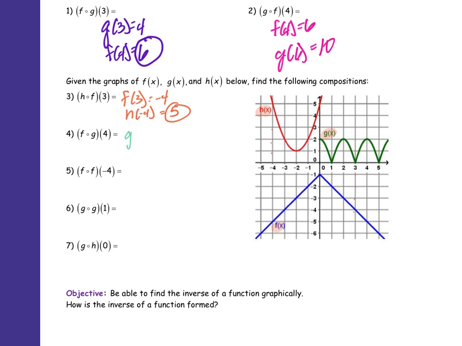And then we want to find g of 4. So 1, 2, 3, 4. It looks like it's 2. And then f of 2. So 2 here, and f is 1, 2, 3. Questions so far? Are we okay so far?